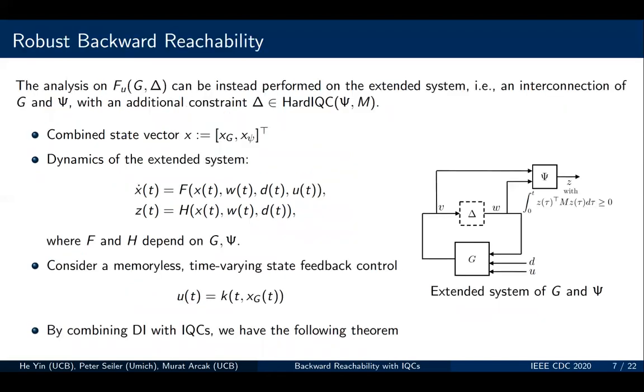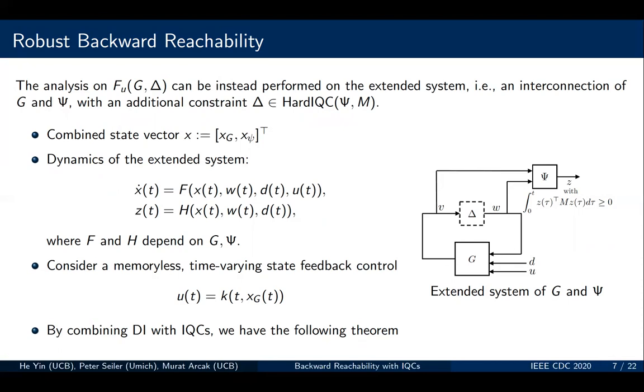As mentioned above, the analysis on the original nonlinear system is instead performed on a new extended system, which is an interconnection of the nominal system G and the filter psi, with an additional constraint that delta satisfies the hard IQC. We define a combined state vector to gather states of G and psi. We write the dynamics of the new extended system as follows. In the paper, we look for a memoryless time-varying state feedback controller.